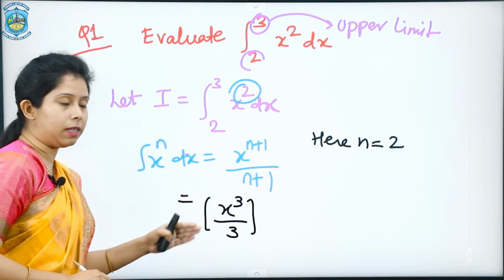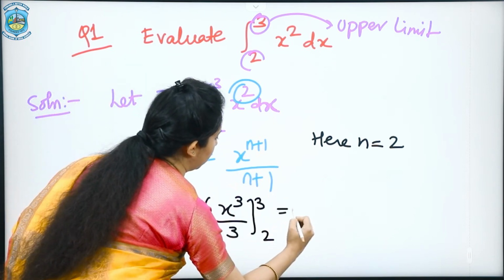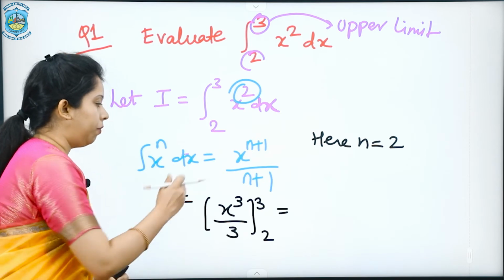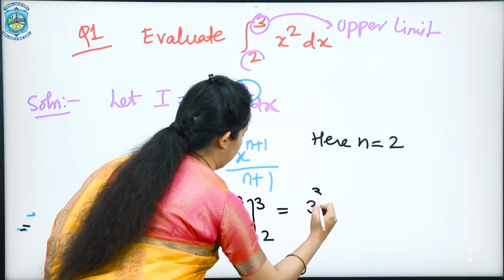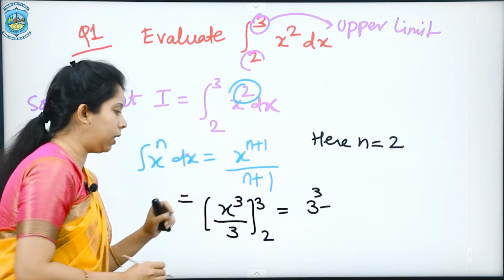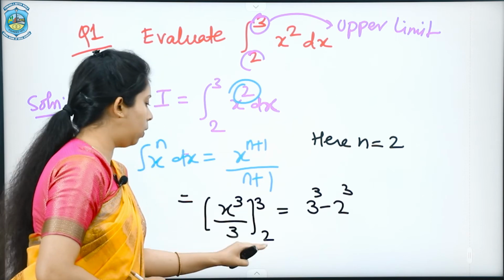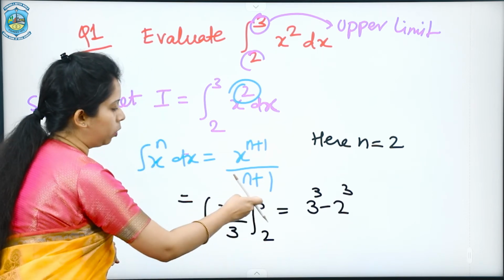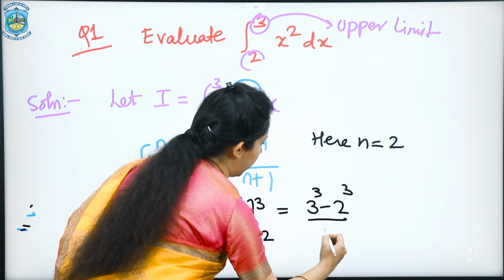Now, the limits are written to the right of the square bracket. So what we will do after this? First, we will put the upper limit in place of x minus the lower limit in place of x. So here the upper limit was 3 and the lower limit was 2. So we have to put the upper limit, then difference of the lower limit, divided by 3.